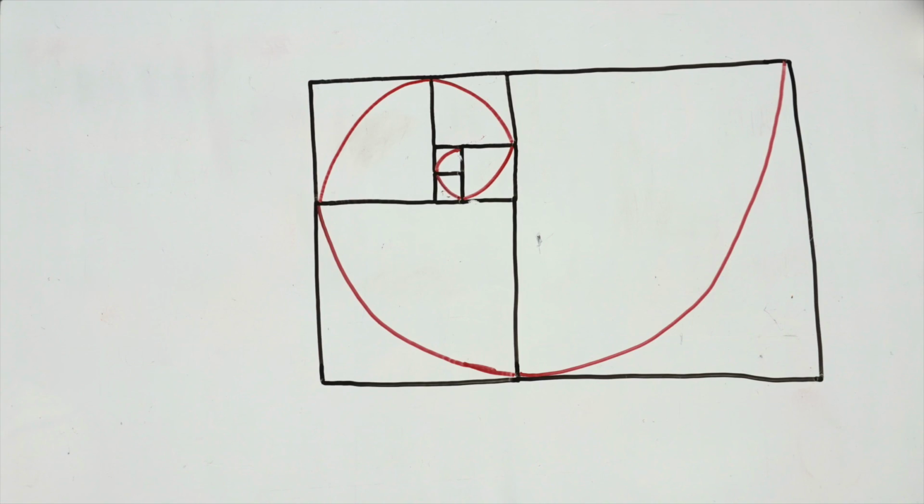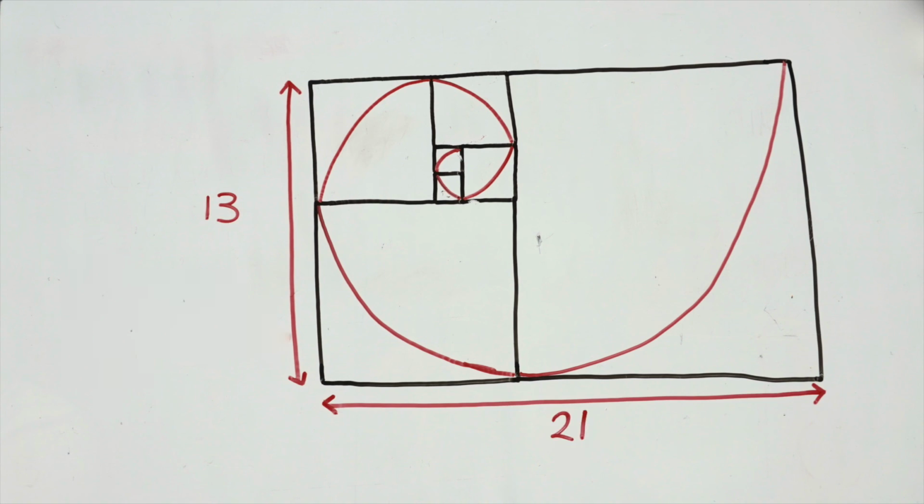Using the size of the squares, we know the length of this side is 13 and this side is 21. If you divide 21 by 13, we get 1.615, which is close to the golden ratio. So this is a perfect rectangle.